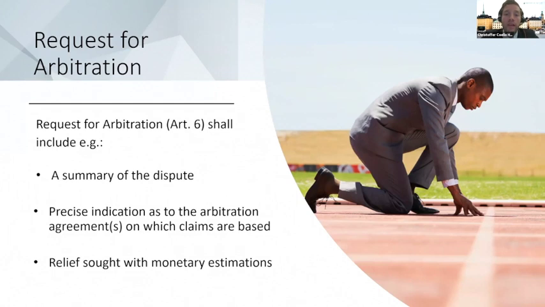And the monetary estimation of the claims is of particular importance because this is needed to determine the advance of costs, because the advance of costs are determined in accordance with a table of costs attached to the SCC rules. And in the table of costs, the advances of costs are based on the disputed amount in the case. So this is why it's important to include a monetary estimation. This is sometimes called an ad valorem model, where the advance of costs are determined by the disputed amount in the arbitration.